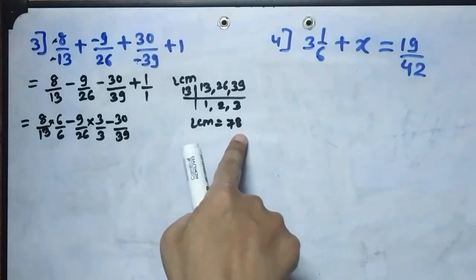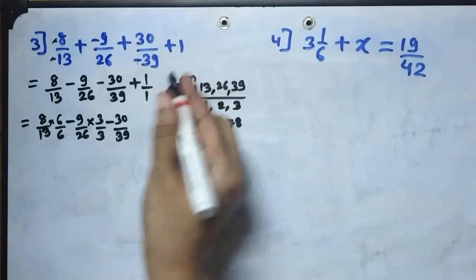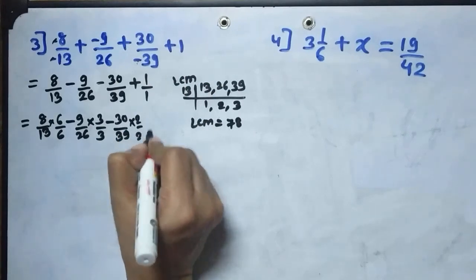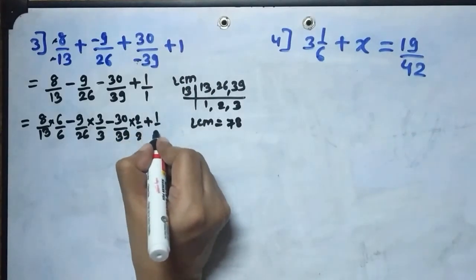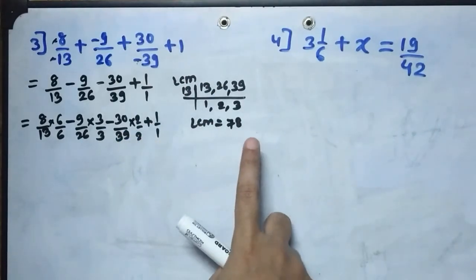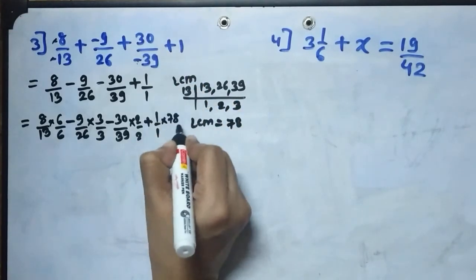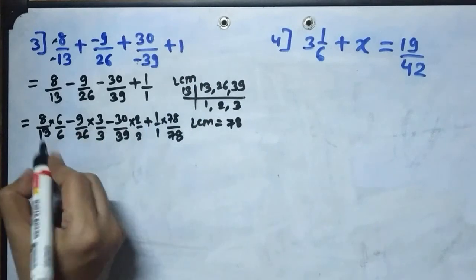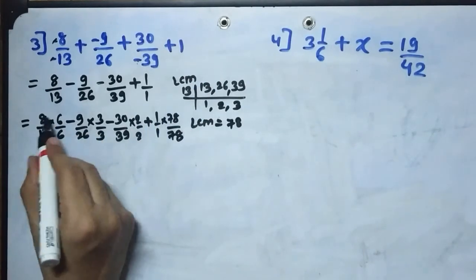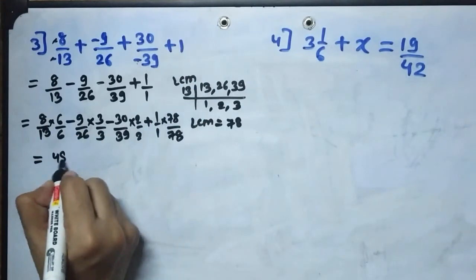Friends, 39 twos are 78, so you can multiply by 2 by 2. Plus 1 by 1 is there. So now to make it 78 you need to multiply by 78 by 78. Now friends, multiply the numerator. 8 sixes are 48 upon 78.